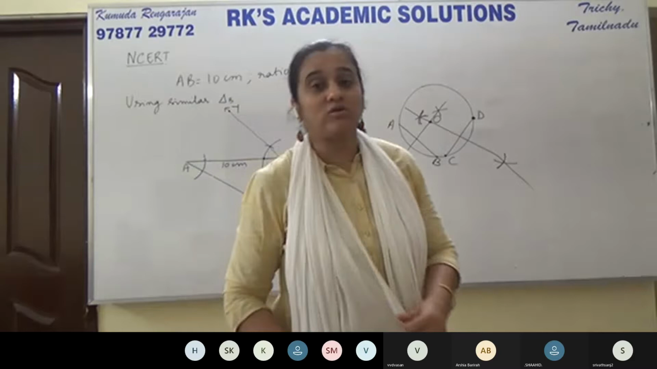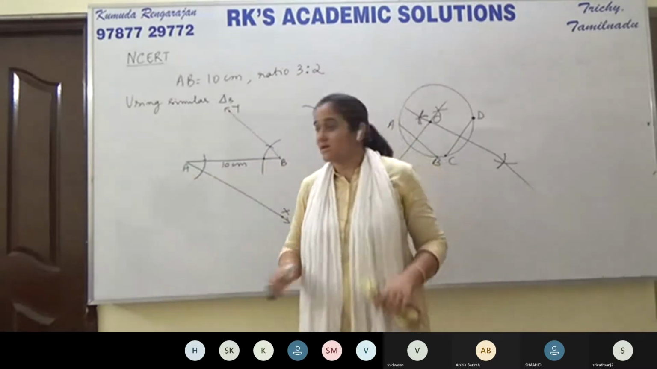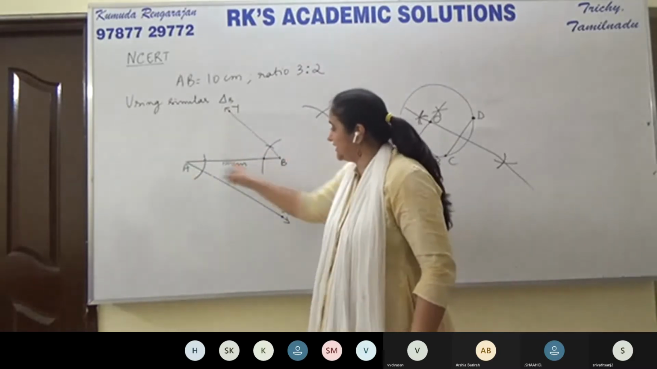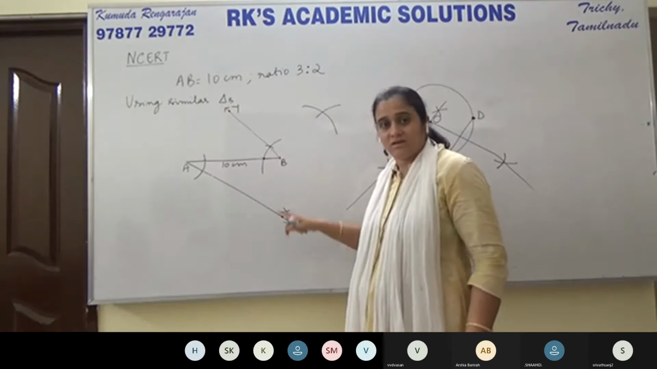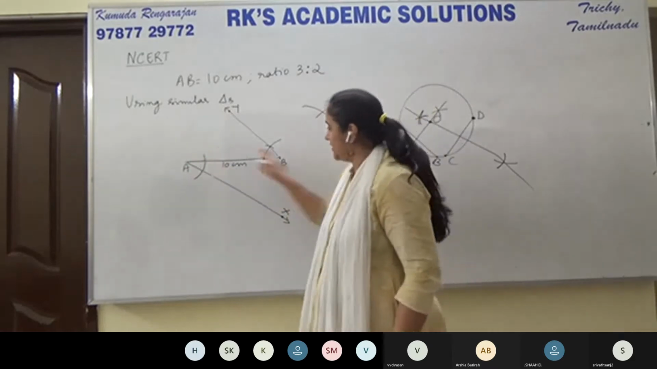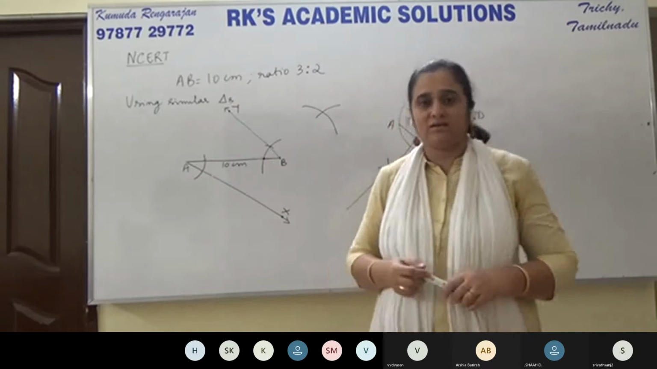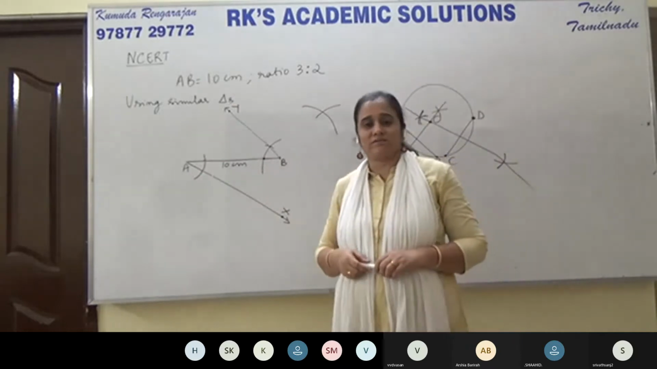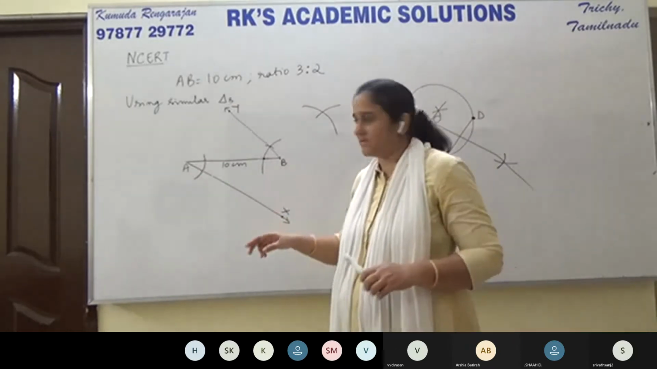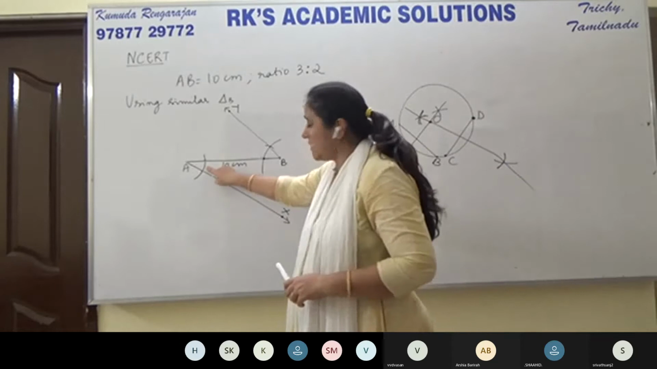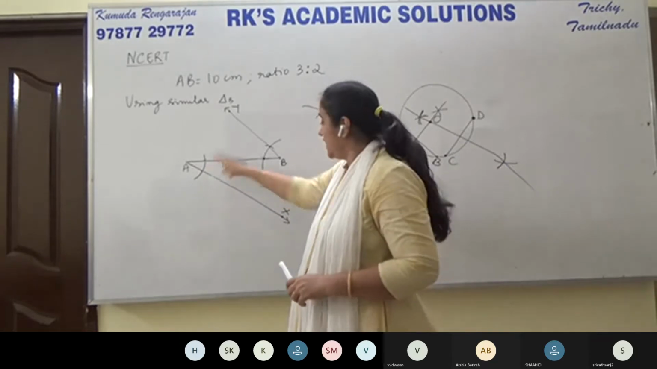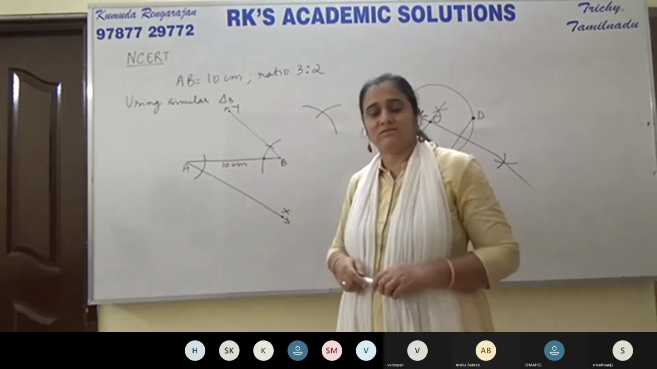Now you can use your protractor and check. This angle BAX will be equal to angle ABY. This is how you duplicate an angle. This is how you copy an angle without using the protractor. Now you can check using the protractor. The magnitude of this angle and the magnitude of this angle will be the same.